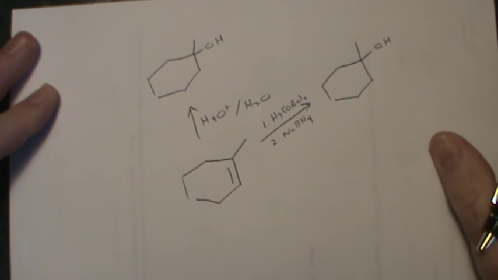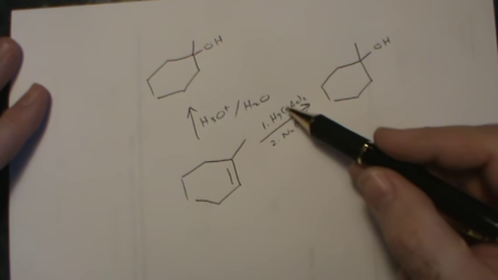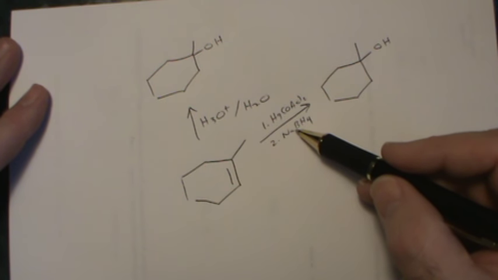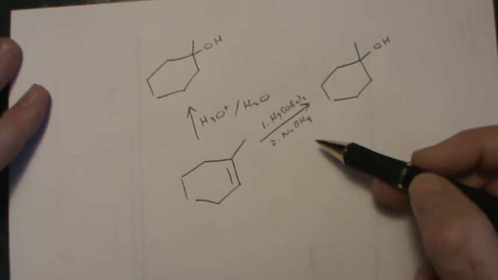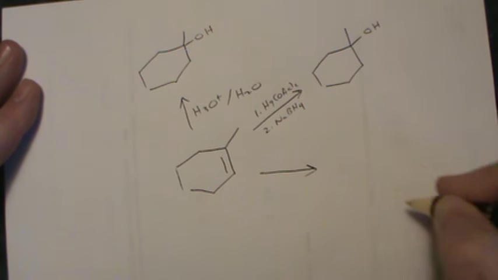So for many cases there won't be any difference between those two reactions, but we'll see a case in a few minutes where there will be. The main difference is that when we use the oxymercuration reduction sequence, there's no possibility for a carbocation rearrangement because there's no carbocations involved. So I'll show you an example of that in just a moment. What else have we learned?